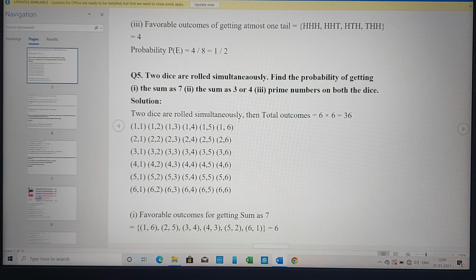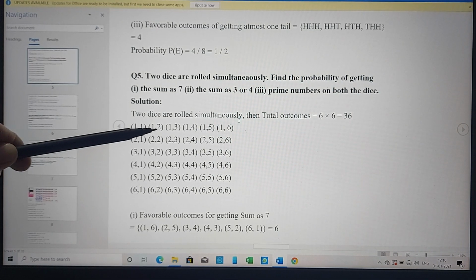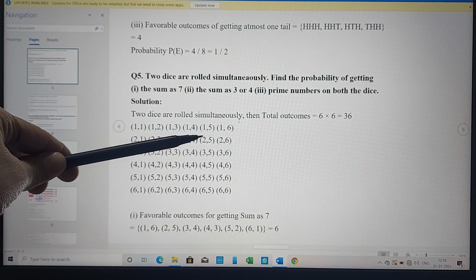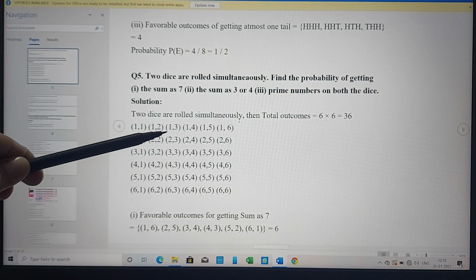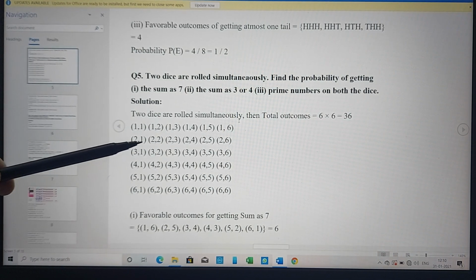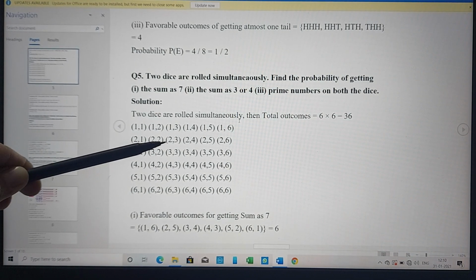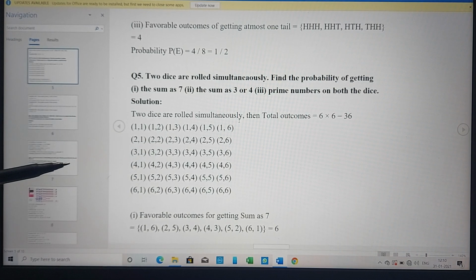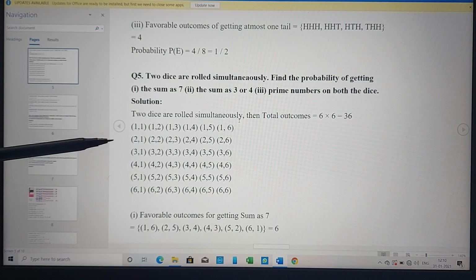Second one, the sum as 3 or 4. It means if the sum is coming 3, then we have to accept it, and if the sum is coming 4, then also we have to accept it. So 3, here we don't get, but here we are getting 2 plus 1 is 3. And 4, 3 plus 1 is 4. So these two are acceptable. Then 2 plus 1 is 3, 2 plus 2 is 4. These two are also acceptable. So total 4 for now.